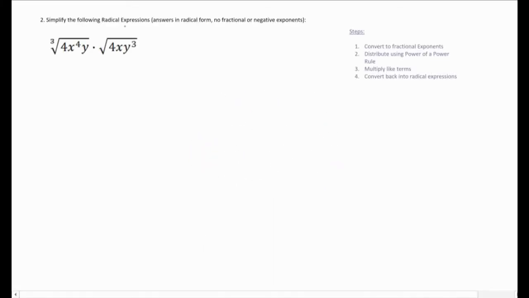I'm asked to simplify the following radical expressions, and our answer should be in radical form. I'm actually going to start by taking it out of radical form because it's really going to help me in the long run. So in this case, I'm going to say all of this is to the power of 1/3 because it's a cube root. And all of this, 4xy to the power of 3, all of that is to the power of 1/2.